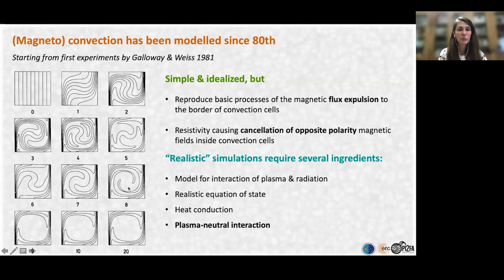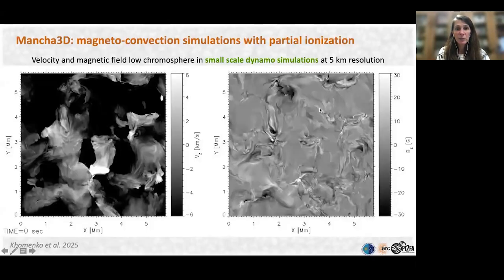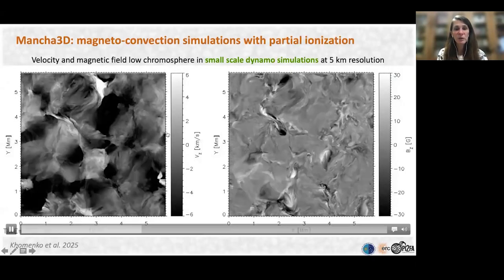And then because of the processes of magnetic diffusion, this magnetic field is expelled from the centers, and you form something which is looking similarly to this intergranular lane and granular cells, where we have this magnetic field passively moving. But from here, to make it realistic, there are many, many steps. We have to model interaction of plasma and radiation. We need to have a realistic equation of state, heat conduction, and moreover, we have to take into account plasma neutral interactions.